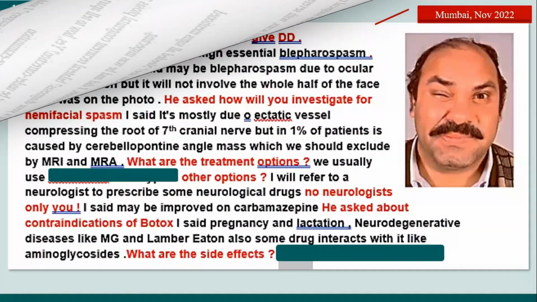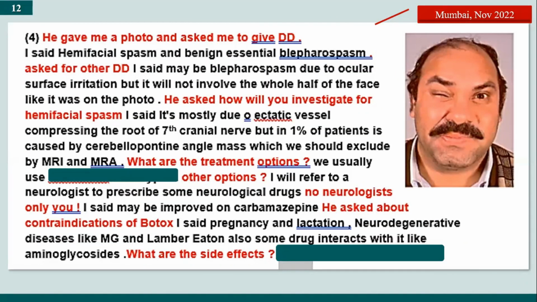Okay, number 12, experience. This is a viva station, but I brought this experience for one thing, so let's read it first. He gave me a photo and asked me to give a differential diagnosis. I said hemifacial spasm and benign essential blepharospasm. Asked for other differential diagnoses, I said maybe blepharospasm due to ocular surface irritation, but it will not involve the whole half of the face like it was on the photo.